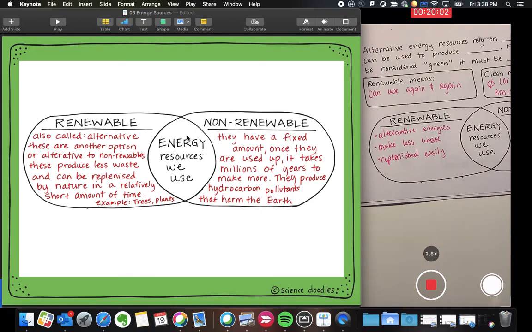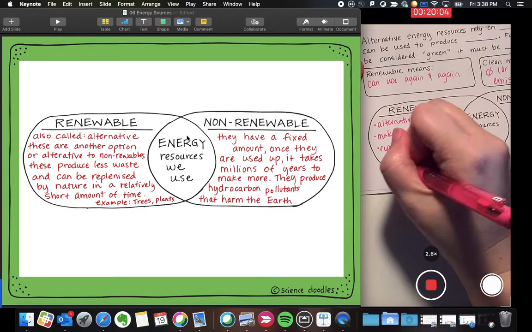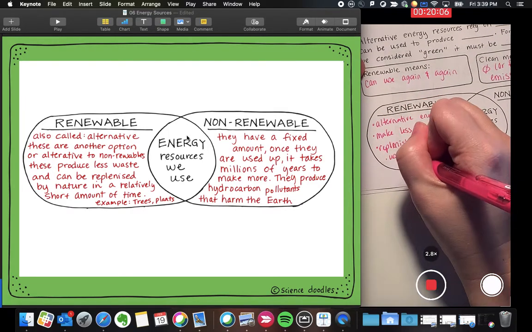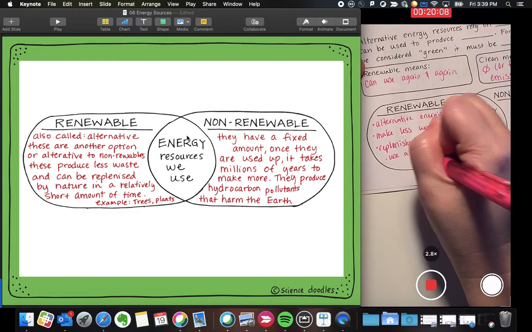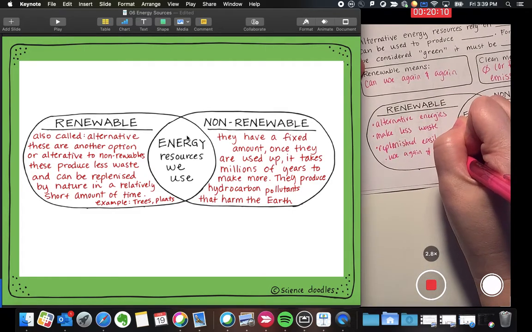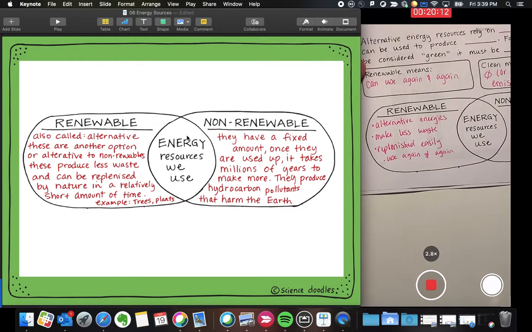It's replenished easily. And I can use it again and again.